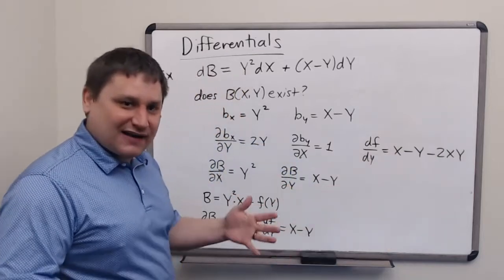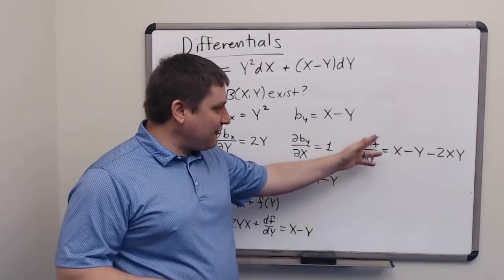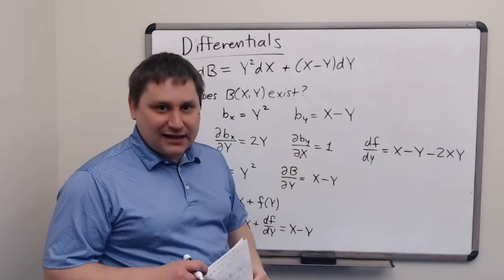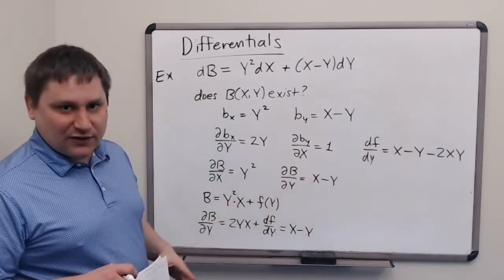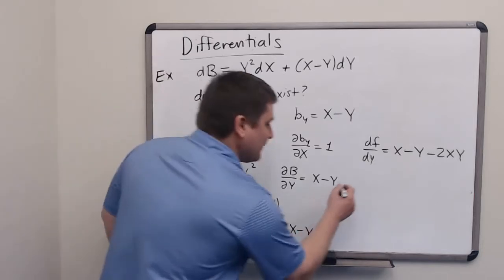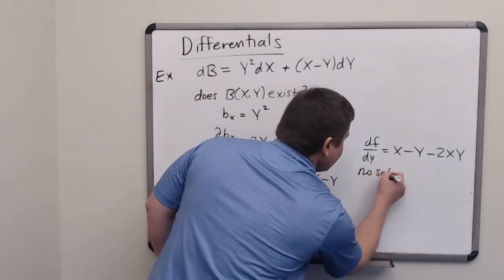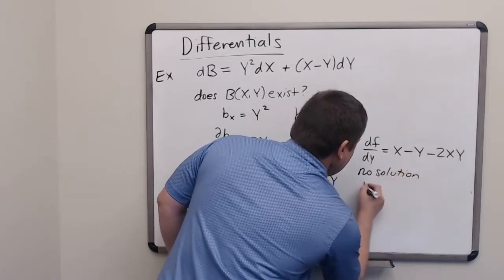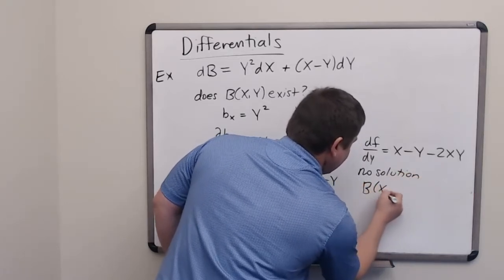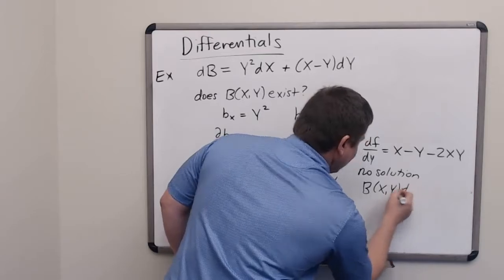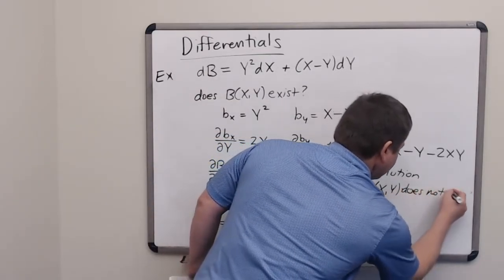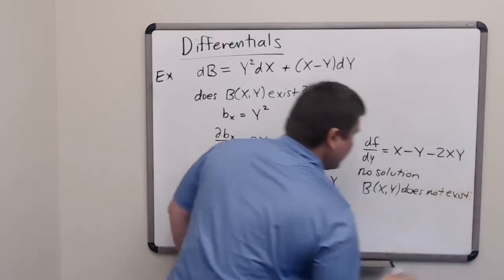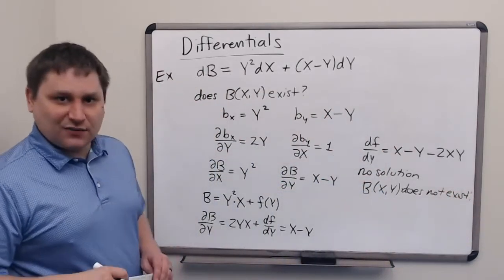So we can't possibly find a formula for f that depends only on y that makes this equation solved no matter what the values of x and y are. So we say there is no solution here, and therefore we come to our contradiction. Our assumption that the function B existed is wrong. So no function B of x and y exists.